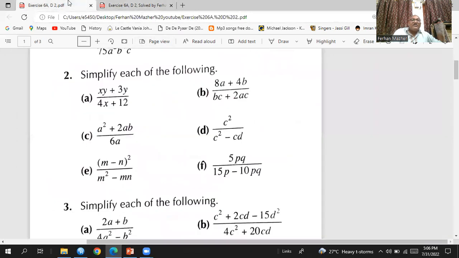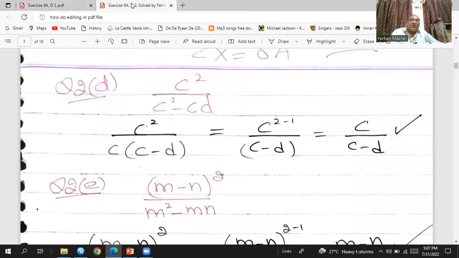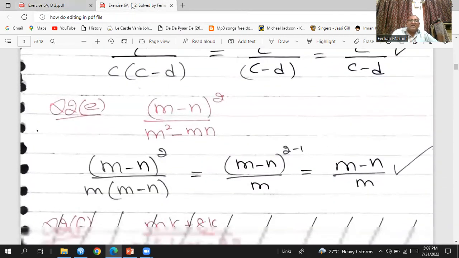Okay, now we are going to the next question. The next question is question number 2, E part. It is m minus n whole square, divided by, in the denominator we have m square minus mn. So in the denominator I will take the m common, and then we will see what we can do.